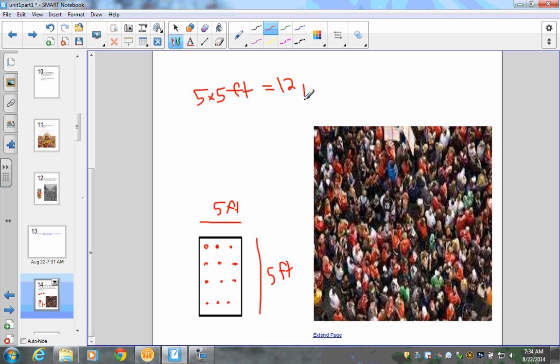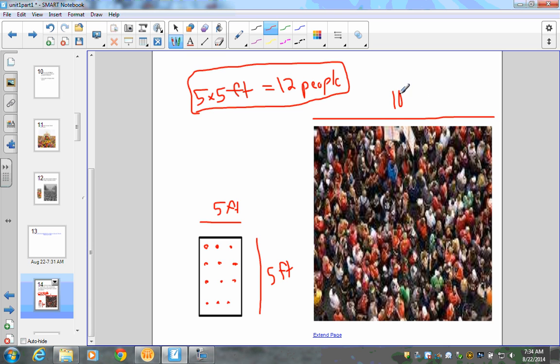Now I'm writing with my mouse, so the writing may be a little crazy here. So I'm going to say, okay, this is my ratio: 12 people in a 5 by 5 foot square. The next thing I'm going to do is figure out the dimensions of my crowd. Let's say this way was 100 feet, and let's keep it very simple, this one right here is also 100 feet. So I have a 100 foot by 100 foot space that I'm trying to find how many people are in.